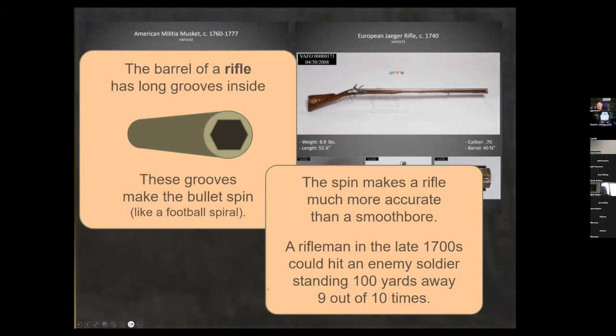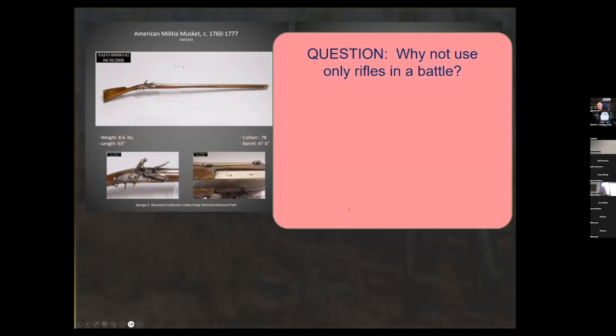So when people talk about the two armies and what kind of equipment they have, and they want to make it like, well, the Americans just had the equipment that they had for hunting, whereas the British had actual military weapons, the answer is that the thing that you used for hunting was a whole lot more accurate than the military weapon was. So why not use only rifles in the battle?